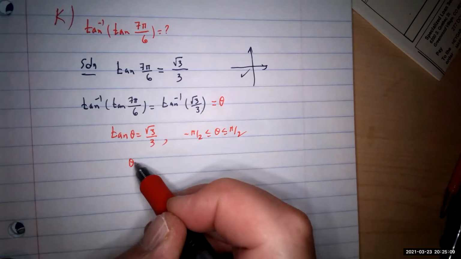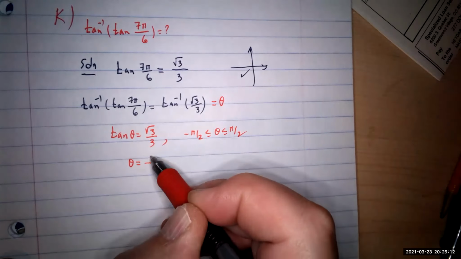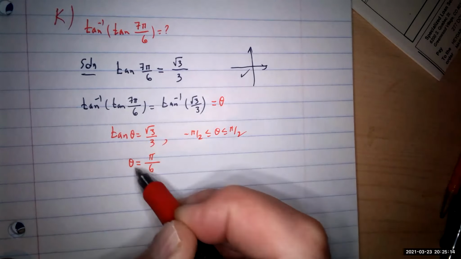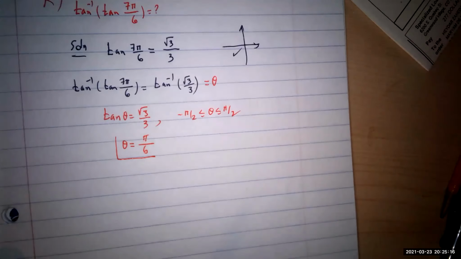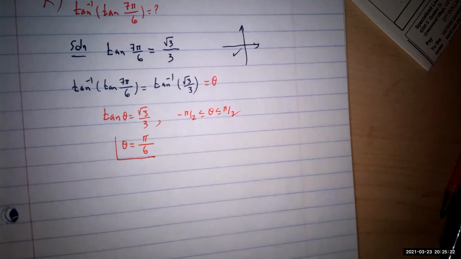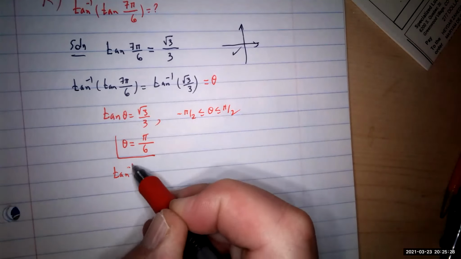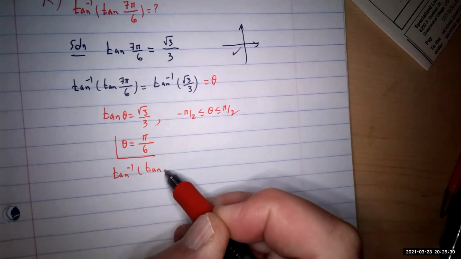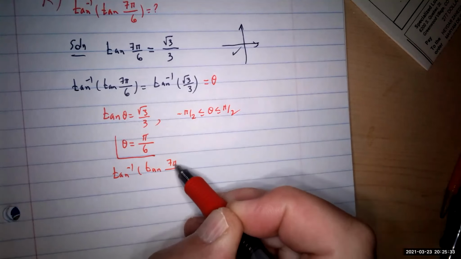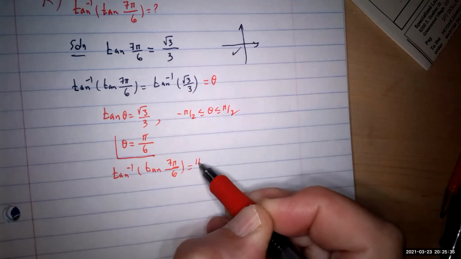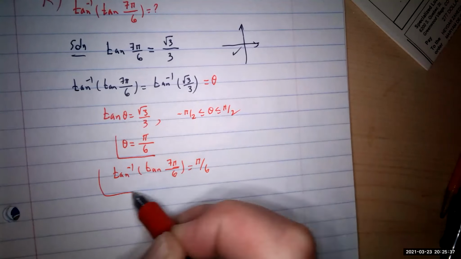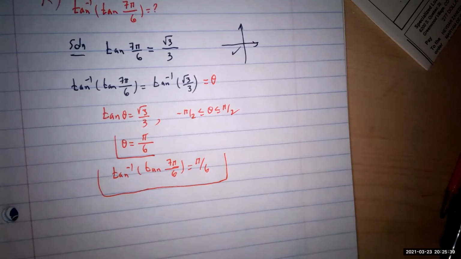So the theta in this case is going to be 30 degrees. Bring that paper that we give you at the beginning for the 30, 60. You need that one for most of these numbers here. So this means that the tan inverse of the tangent of 7 pi 6 is equal to pi 6, you see? So you have to check this.